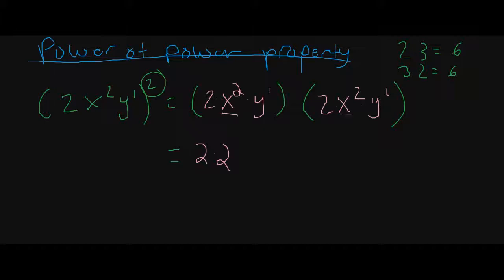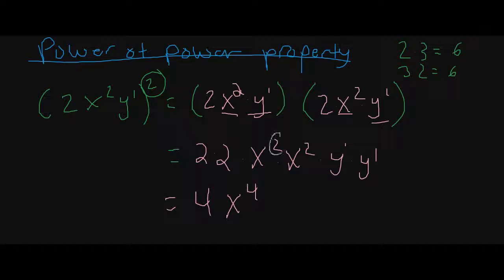Then we have x squared times x squared, and then y to the first times y to the first. Well, 2 times 2 is 4. x squared times x squared is just going to be x to the fourth. By the product property, we just add 2 plus 2 is 4. And then we have y times y, which is just going to be y squared. That's expanding it out one way.